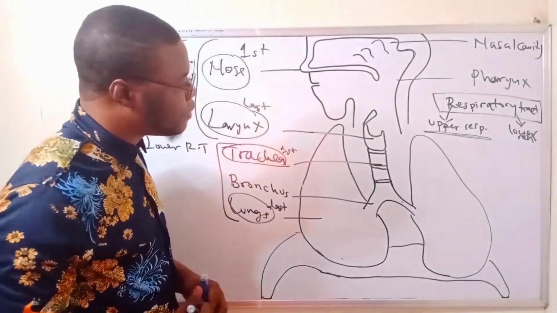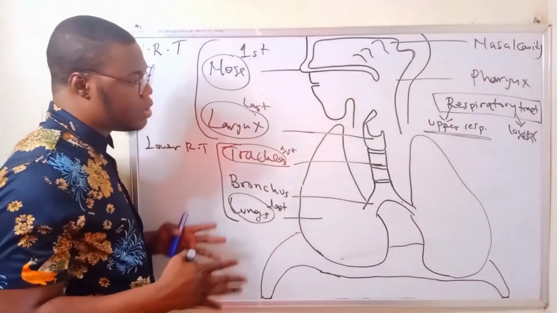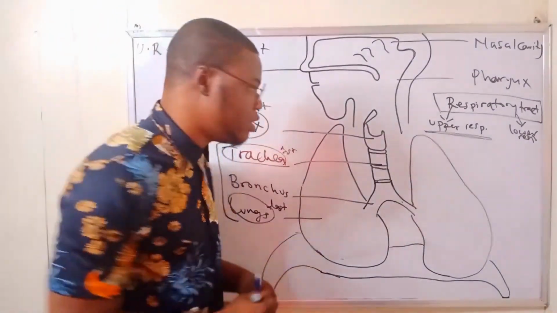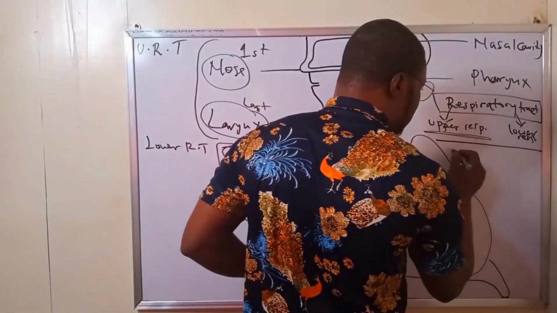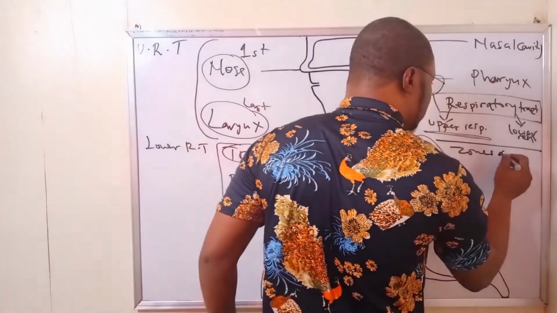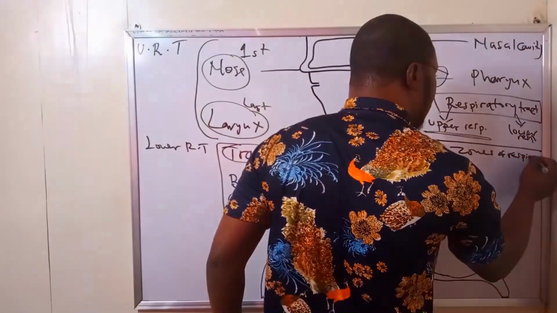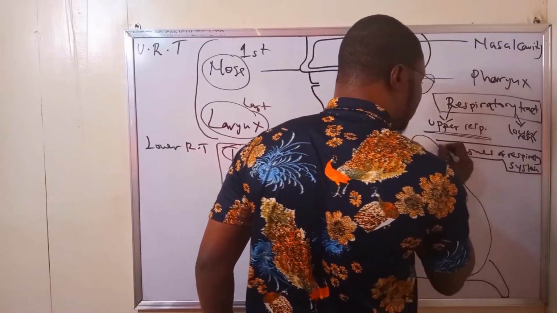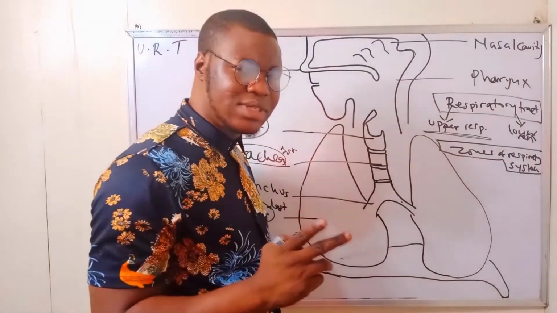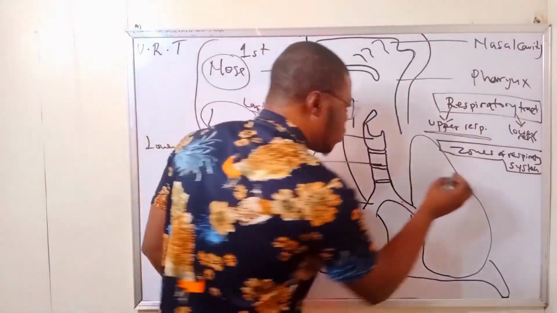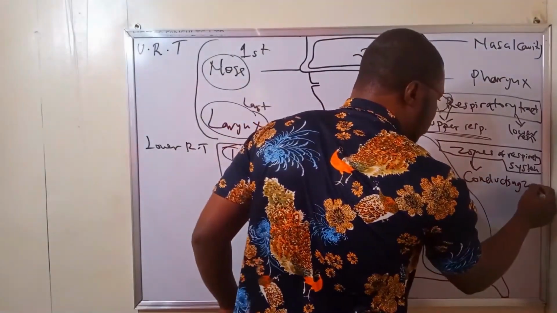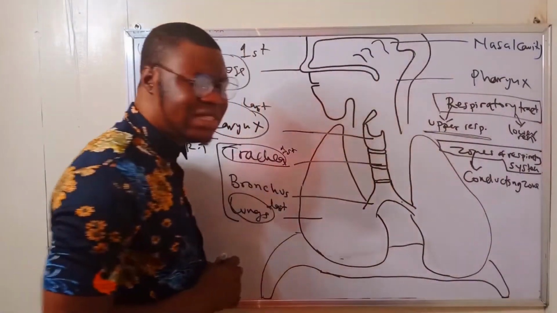And now, after that, the next thing is that we have something called the zones of respiration. Zones of the respiratory system. So we have two zones inside the respiratory system. The first one is called the conducting zone. Now, what is the meaning of that?